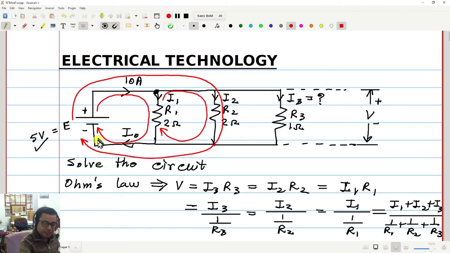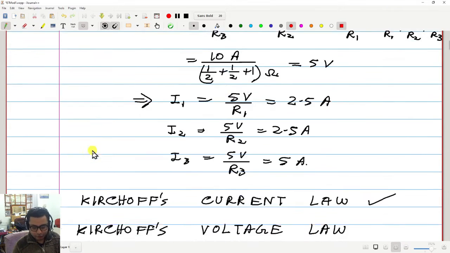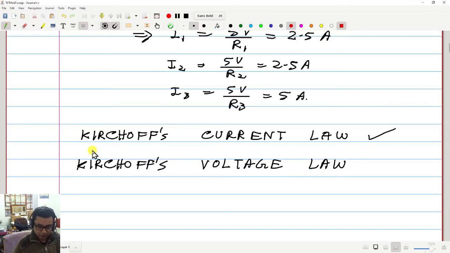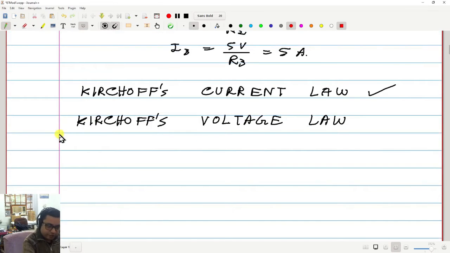For example, from here to here I have a voltage rise of 5 volt, and then here there is no voltage rise or drop, but here there is a voltage drop of the same amount, 5 volt. If you consider voltage rise to be positive and voltage drop to be negative, then when you add all those quantities, you will get 0. So that is Kirchhoff's voltage law. Very good.